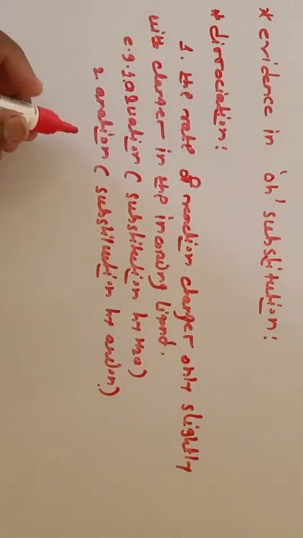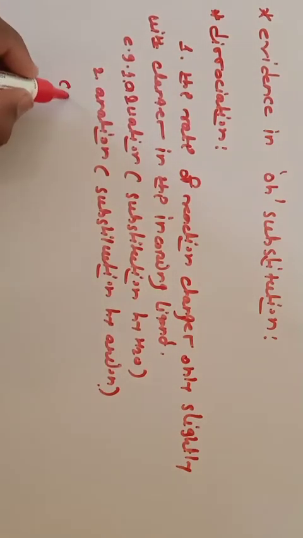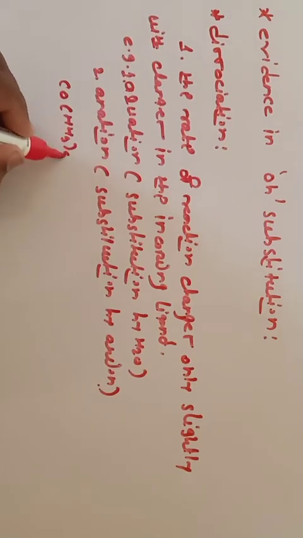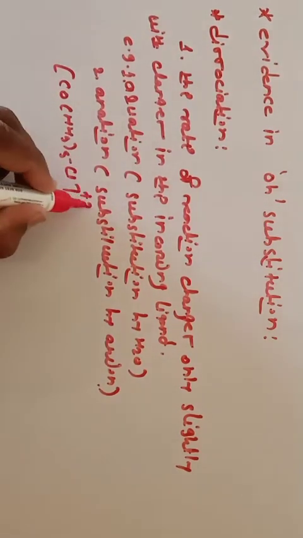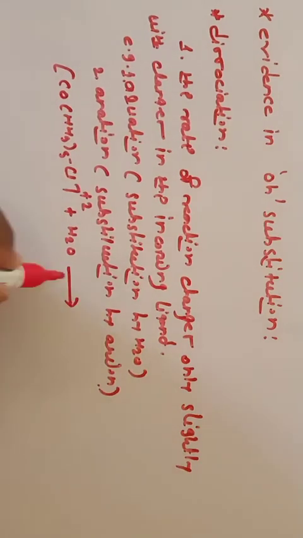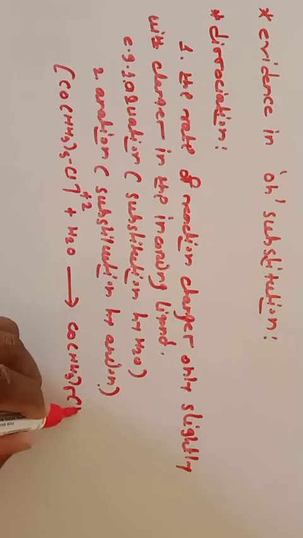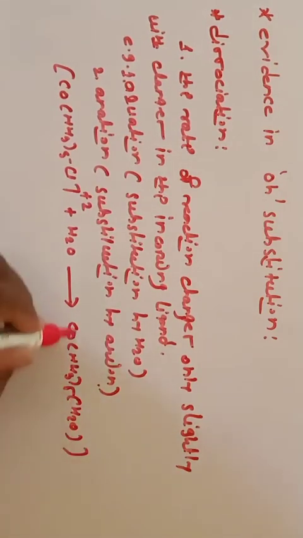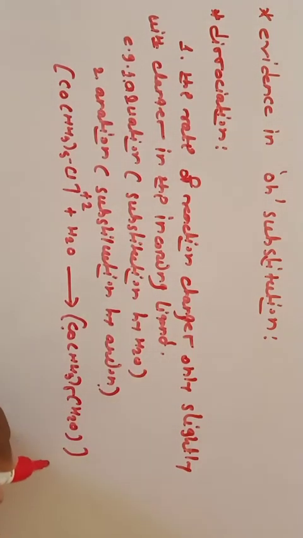If you consider the reaction, for example, the aquation reaction, that is [Co(NH3)5Cl], it has a 2+ charge, and when water is the incoming ligand, then we get [Co(NH3)5H2O], and the cobalt is in the plus 3 oxidation state.